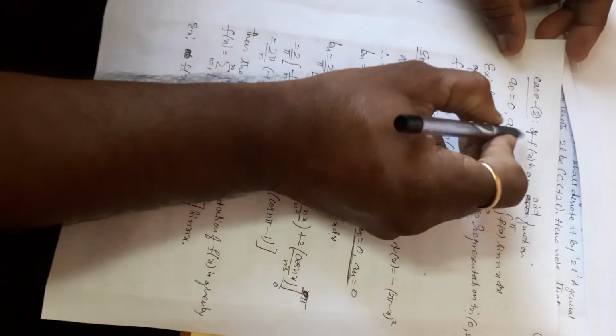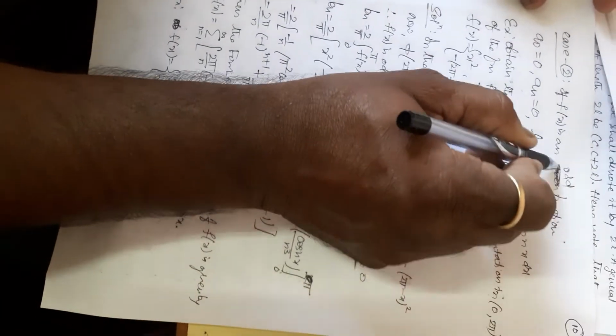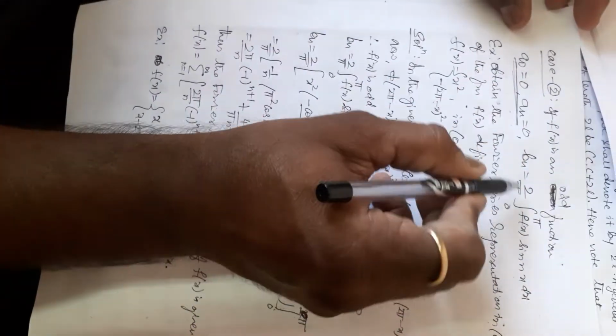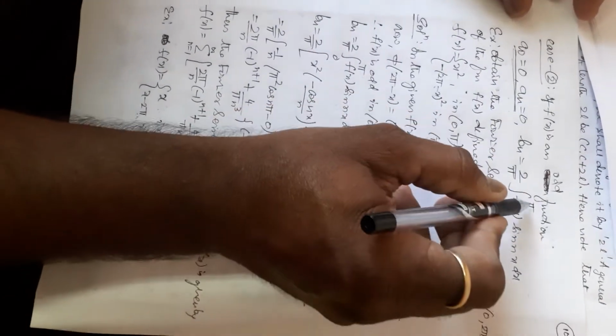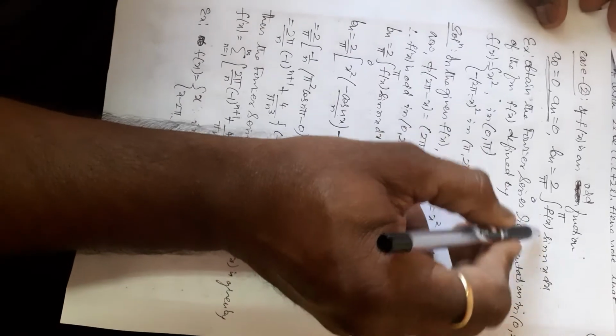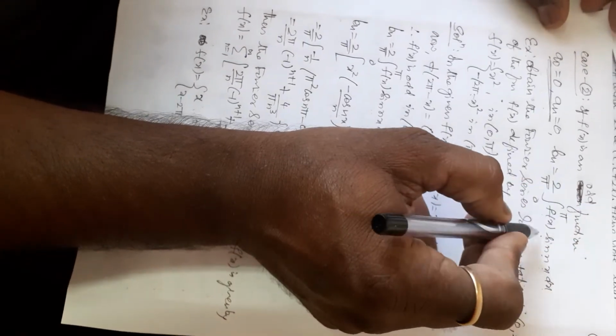And in case 2, when f of x is an odd function, again a0 and an will be 0. bn is equal to 2 upon pi between 0 to pi f of x sin nx dx. Okay, these are some of the properties relating even and odd functions. Let me consider one example.